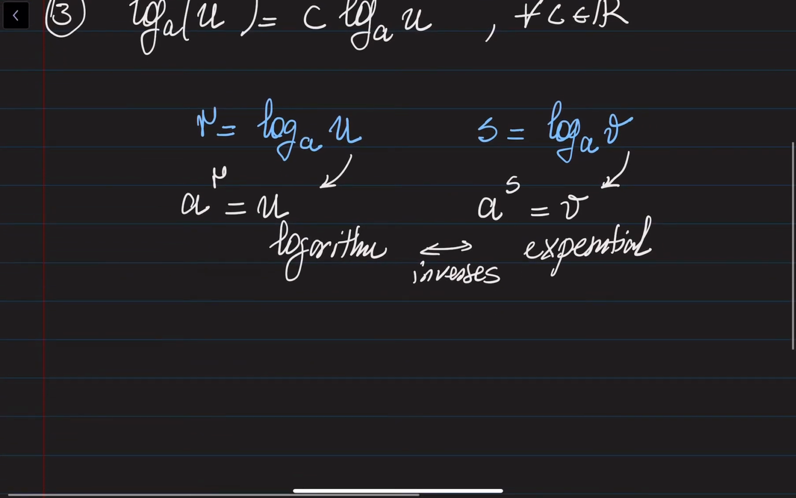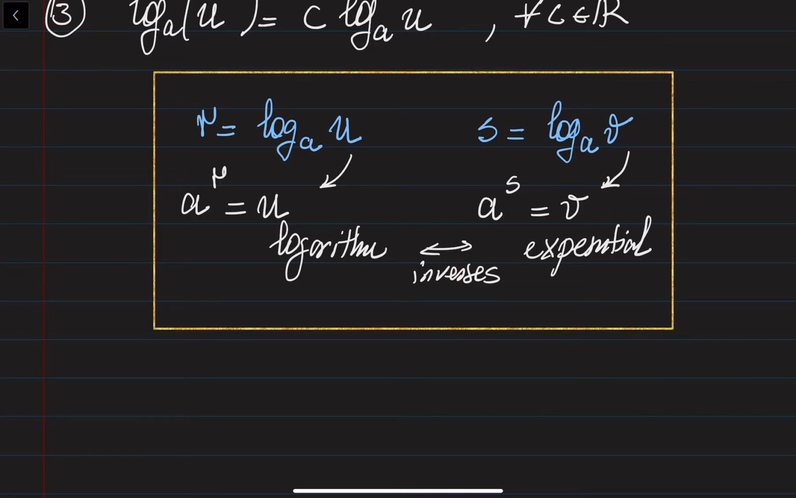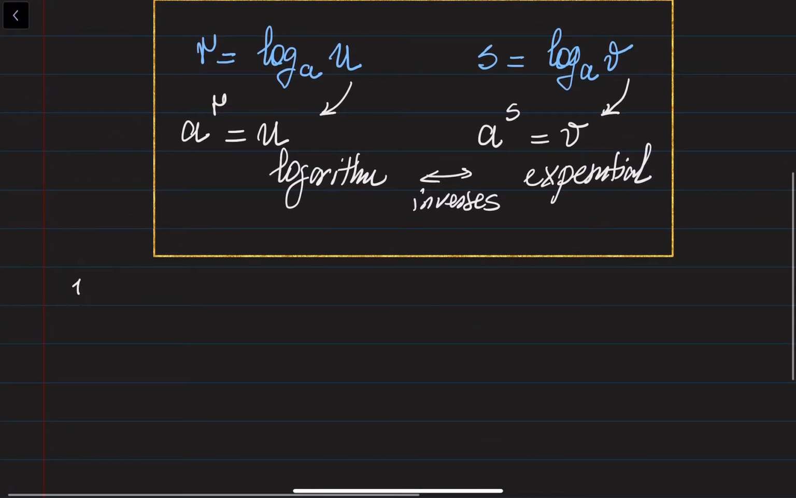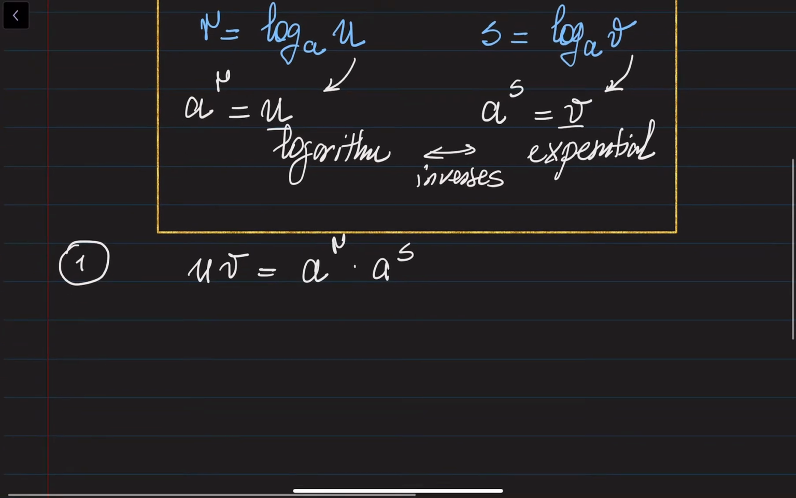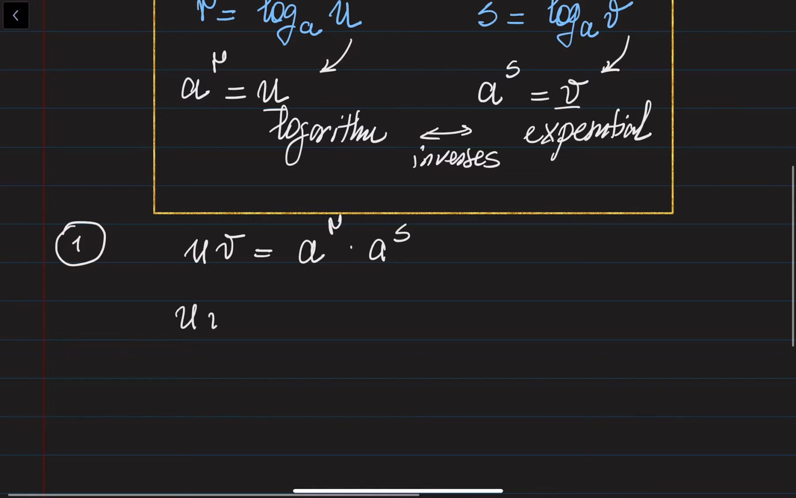Now it's really important to memorize these functions because we're going to come back to them lots of times. Let me now prove the first property. I would like to multiply u by v. u is equal to a to the power of r, and v is equal to a to the power of s. So a to the power of r times a to the power of s. We remember the property of the exponential function that if you multiply two exponential numbers with the same base, you can just add their exponents. So it's going to be a to the power of r plus s.